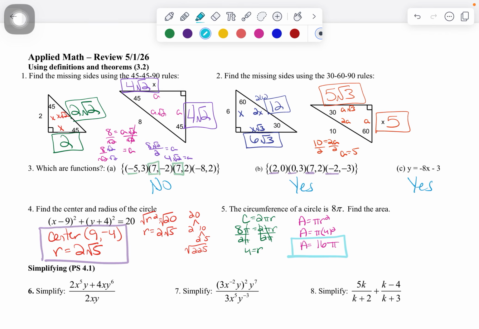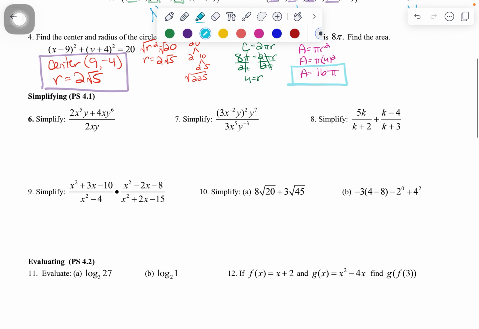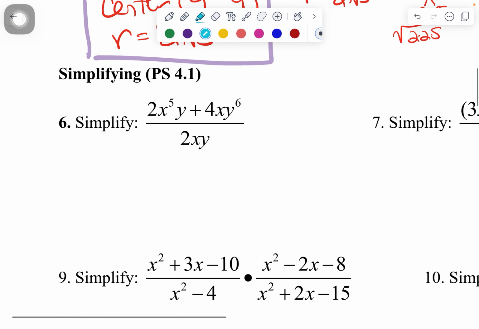All right, in this video, I'm going to be going through the next section of the review that is for standard or indicator 4.1 on simplifying. So it's going to be questions 6 through 10. All right, question number 6, I want you to simplify a fraction.